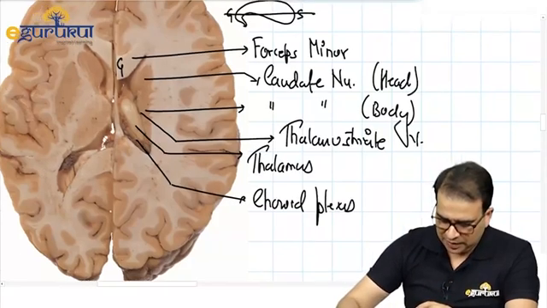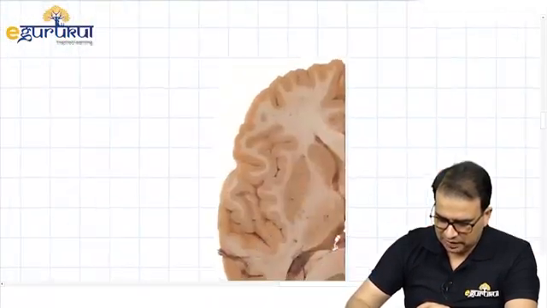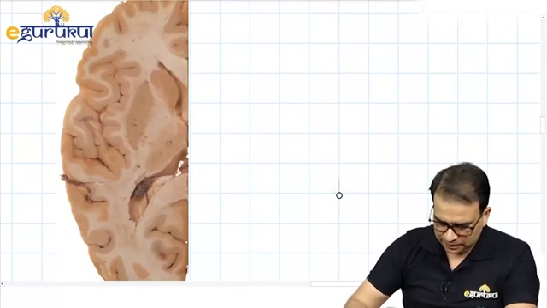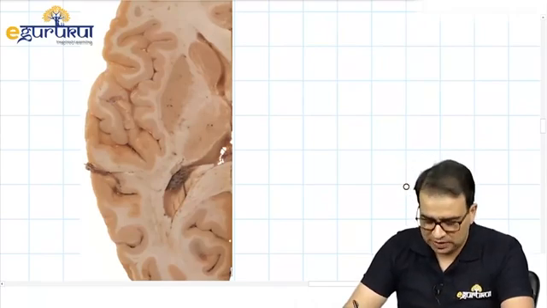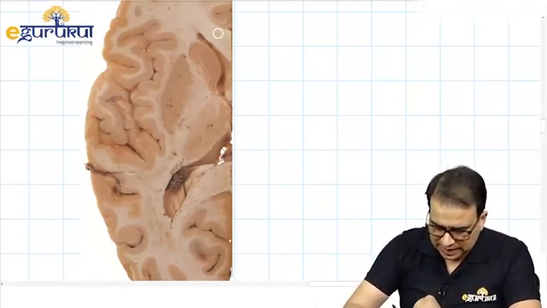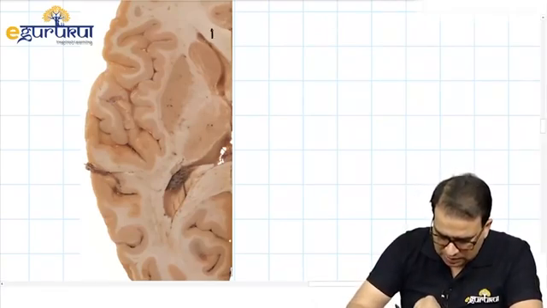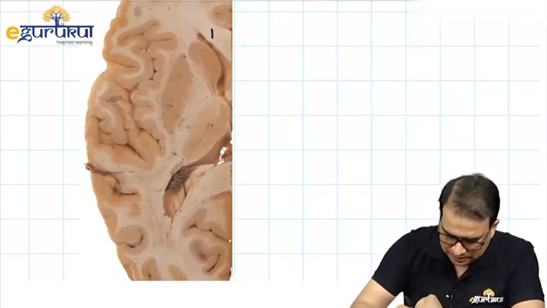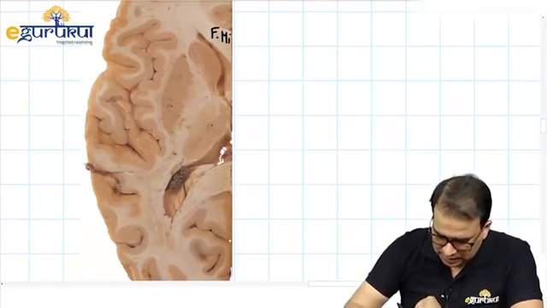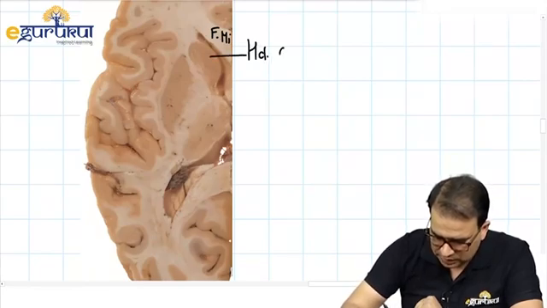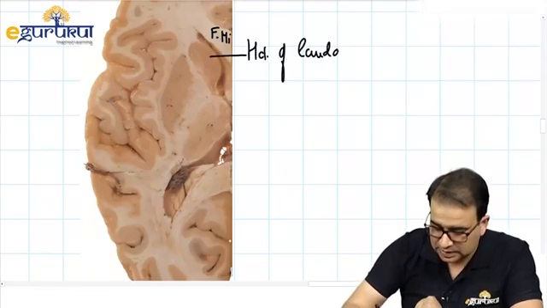So let me take a fresh image to discuss that level. There we go. Same transverse section, just that we have removed that higher one. We're looking at the section from the middle part where the lentiform nucleus can be seen. So guys, this is again the forceps minor. I don't have to mark it. These are the forceps minor fibers here. Here is the caudate nucleus, and that is the head of the caudate nucleus.